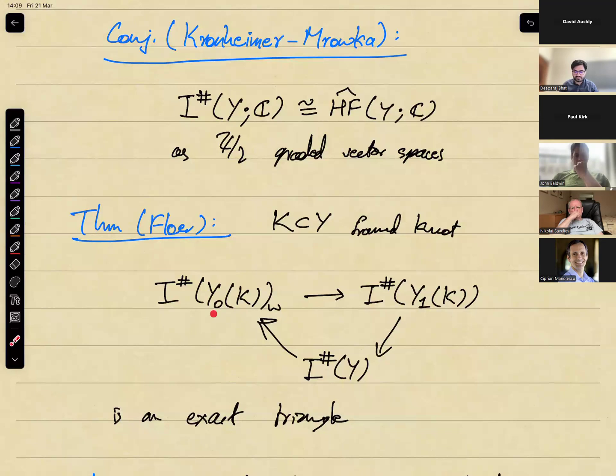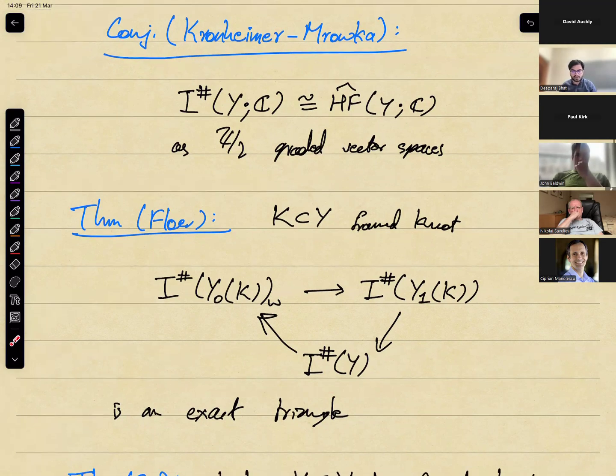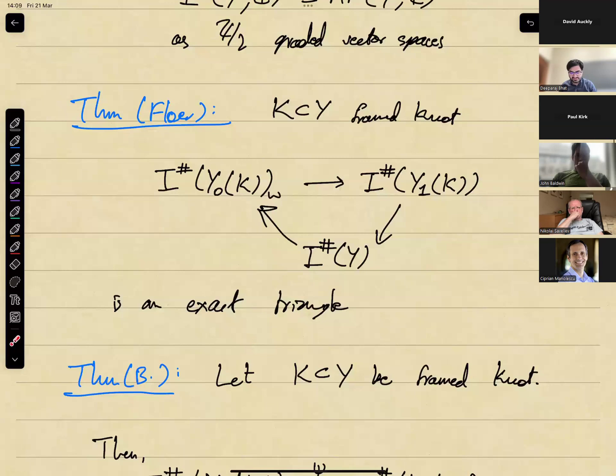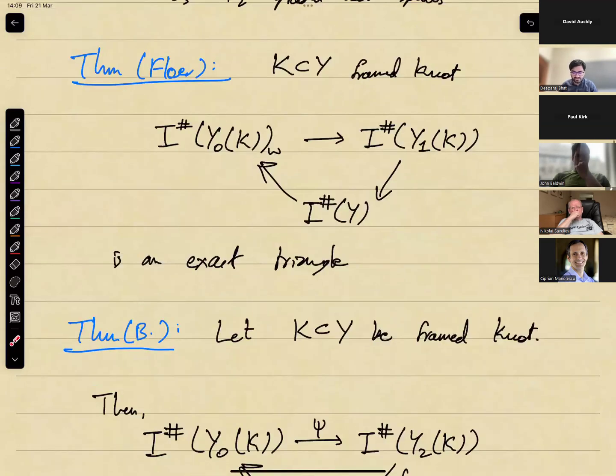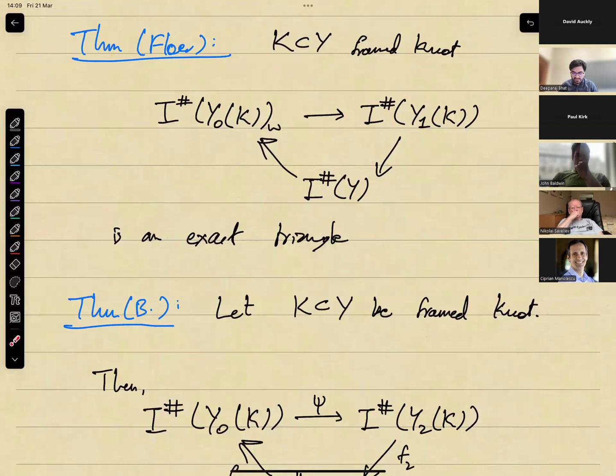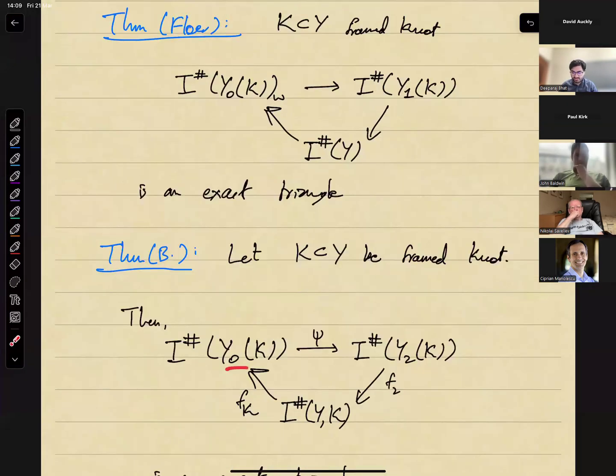So with that data, we can relate the instanton homology of these three manifolds. There is a small bit of decoration that gets in there, but otherwise, Floer's result can be summarized as just saying that this is an exact triangle of Z modules. And to contrast, my result says that in the same setup, you have your framed knot, then you can relate the zero surgery and the +2 surgery, except this time the third spot is a knot instanton homology.